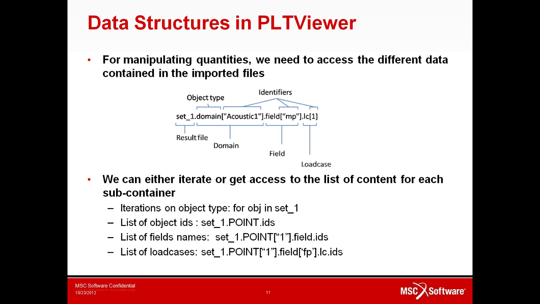To ease the post-processing, a particular need consists in iterating on a series of objects or getting the content of a particular container. This is needed to iterate on the different load cases or microphones, for instance. By selecting an object type, the user gets access to the subcontainers directly. If needed, the content of a particular object can be obtained directly by using the IDS keyword. On the three shown examples, the list of points, the list of fields, and the list of load cases will be provided to the user.